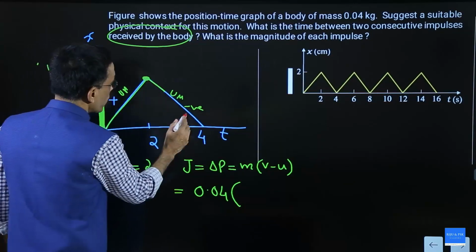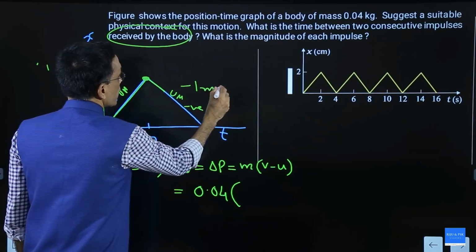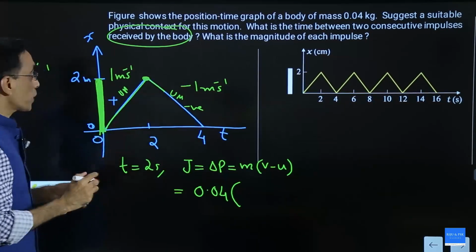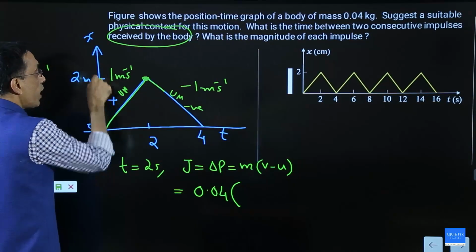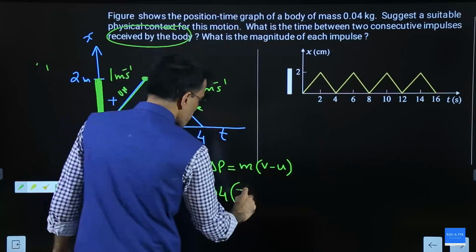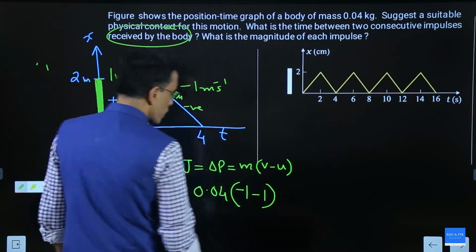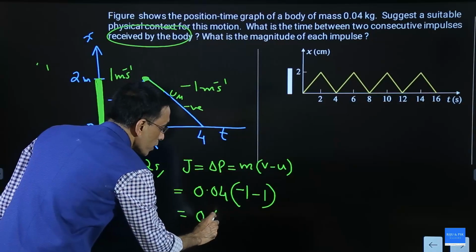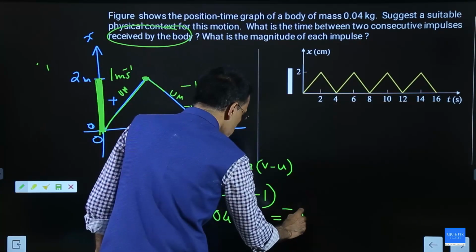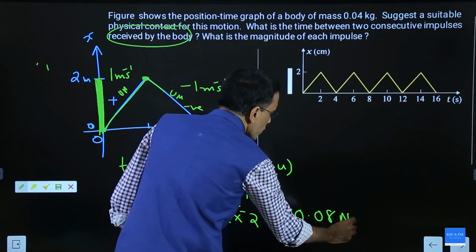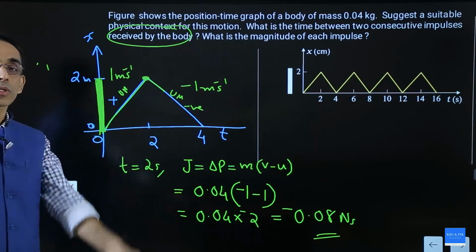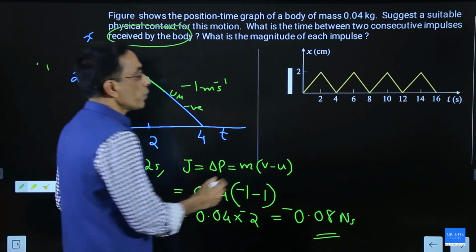You can see that the final velocity is minus 1 meter per second. Initial velocity is 1 meter per second. Why that minus sign? Because it was going forward and then reversing. So that reverse velocity is taken as minus. So we can say final is minus 1, initial is 1. So you will get this as 0.04 into minus 2. That gives you minus 0.08 Newton second. And the minus sign says this change is opposite to the motion. And at 4 seconds what will happen?